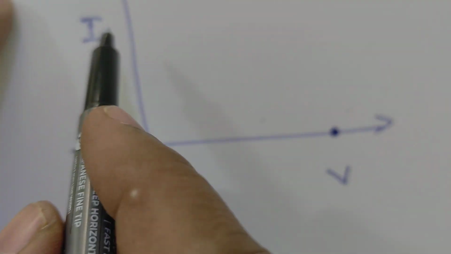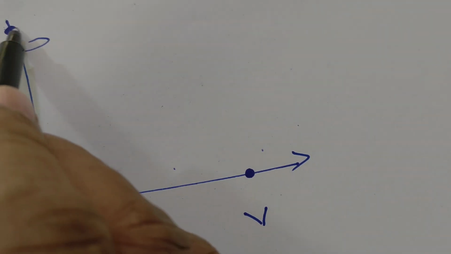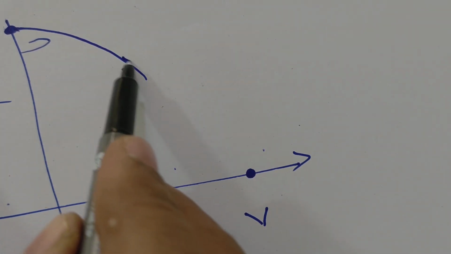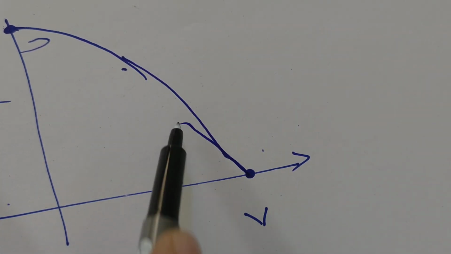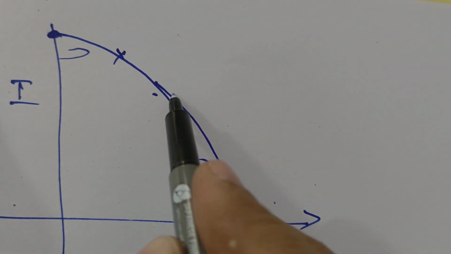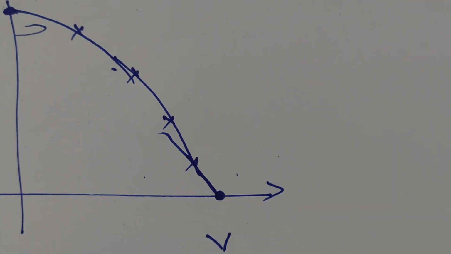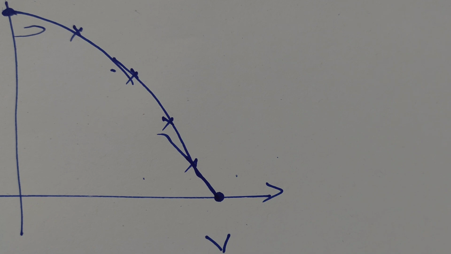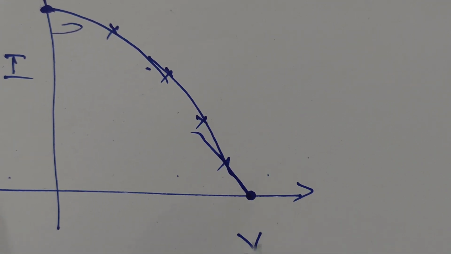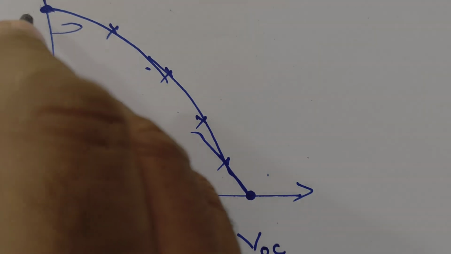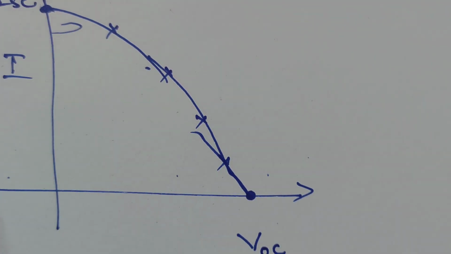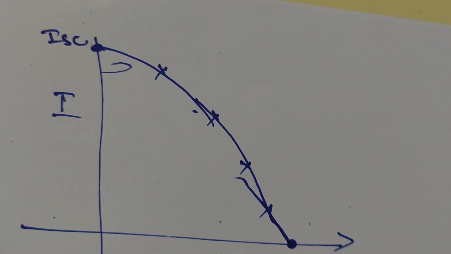In between, by varying the values of the variable resistor, we can get different combination values, and the final IV characteristics curve is like this. By using this, I take this point as the open circuit and this point as the short circuit. In addition, there is a possibility to measure the power values.